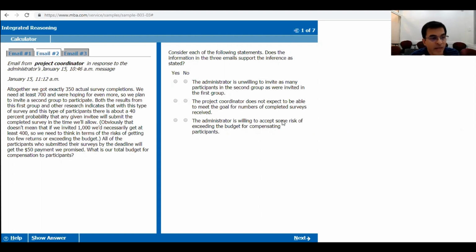Second thing we know is that the payment is $50 per completed questionnaire, which means that already they have given out $17,500 for the 350 applications that they have got. Now he's asking him for the budget, which will come in the next email. And the third thing he's saying is that there's a probability of 40% that we get a response. But he's also saying it does not mean exactly 400 for every 1,000, but that's the probability. So these are the facts given in the second email.